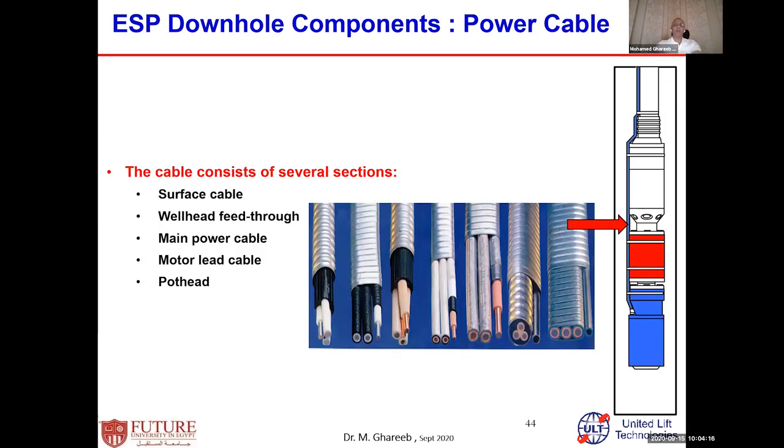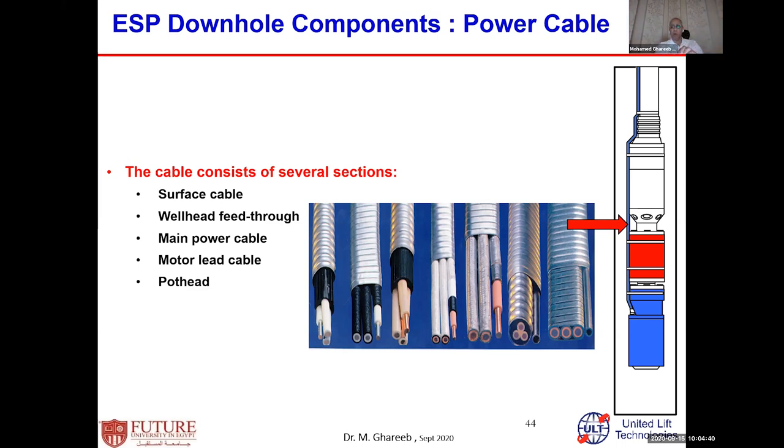What is the last part in downhole equipment? The last part in the downhole equipment is called the power cable. What is a power cable, and why is a power cable used? The power cable is used to transfer the current from the power source to the motor.